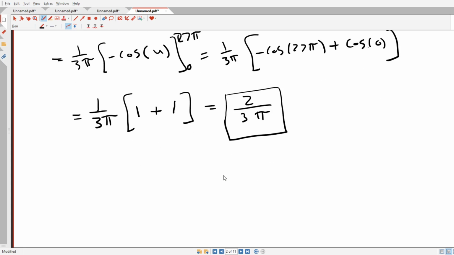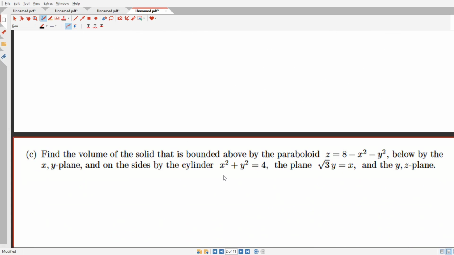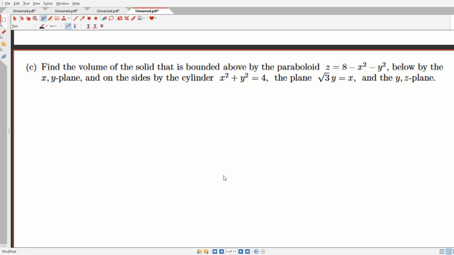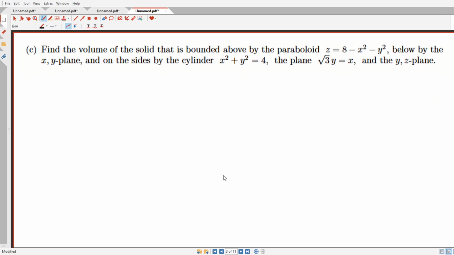All right, next problem. Find the volume of the solid that is bounded above by the paraboloid, below by the xy plane, and on the sides by the cylinder.